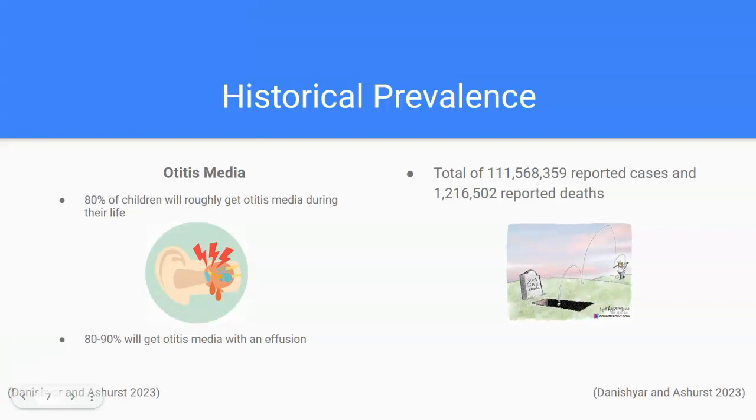There have been a total of 111,568,359 reported cases of COVID and 1,216,502 deaths from when it started to now.